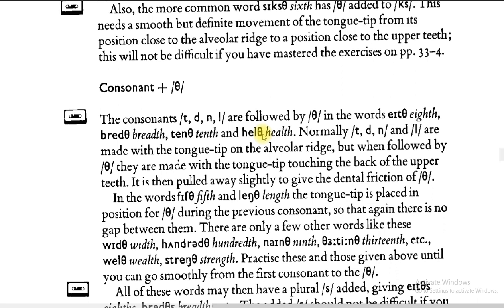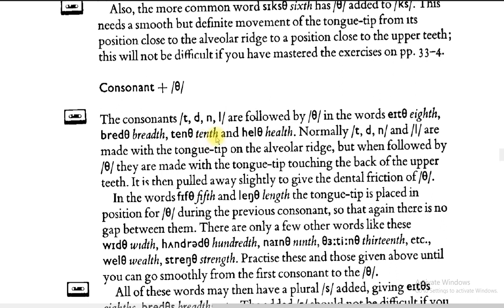So if you want to notice the difference, you can pronounce the words without the th and then compare it with pronouncing it with th. You can say health, but that is not possible here, so the remaining examples. Ten, tenth, ten, tenth.